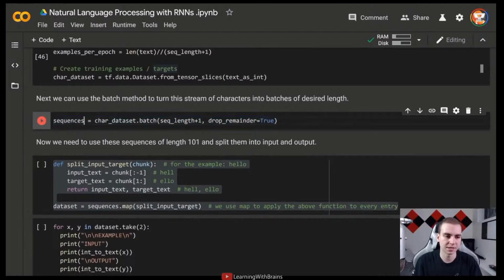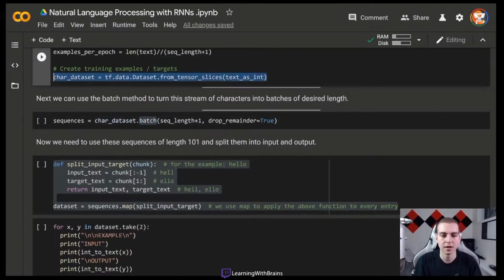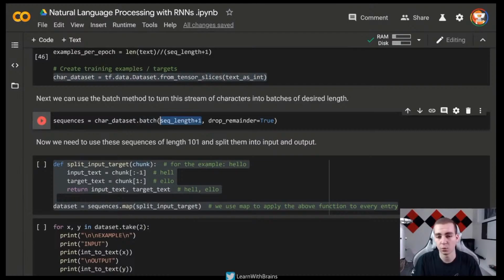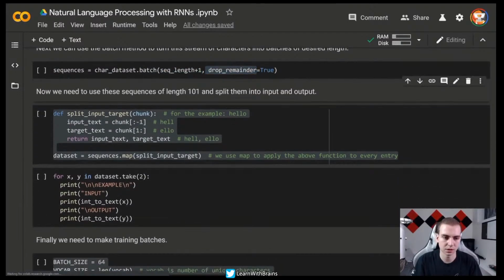What we're going to do is say sequences is equal to char_dataset.batch. Sequence length is the length of each batch, so in this case 101, and then drop remainder means, let's say that we have 105 characters in our text. Well, since we need sequences of length 101, we'll just drop the last 4 characters of our text because we can't even put those into a batch. So that's what this is doing for us. It's going to take our entire character data set that we've created and batch it into length of 101, and then just drop the remainder. So that's what we're going to do here.